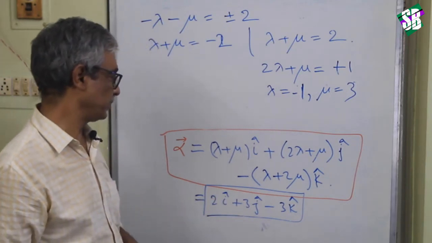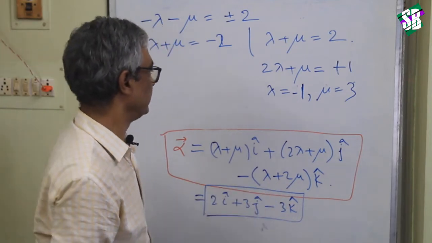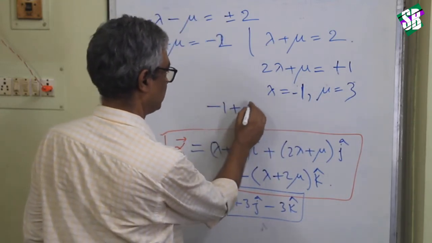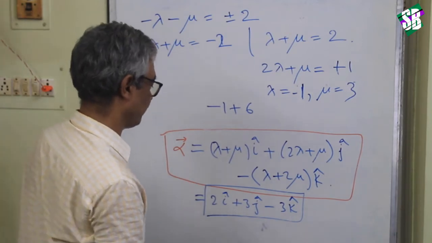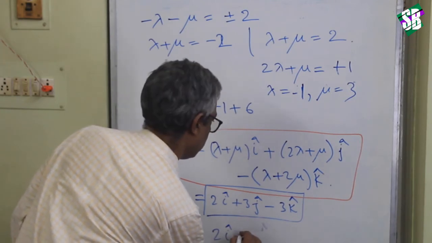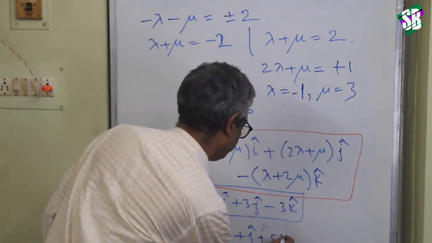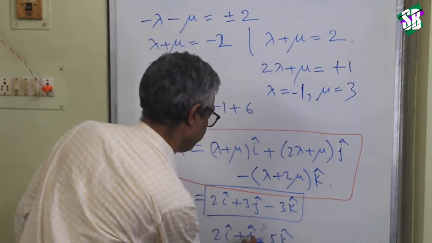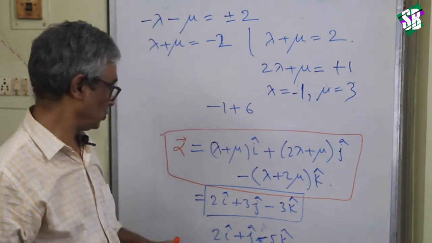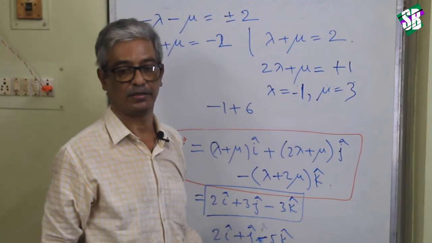this is plus j cap, and what about this? This is minus 1 plus 6 means plus 5k cap. So you have 2i cap plus j cap plus 5k cap, 2i cap plus j cap minus 5k cap. But this is not option D, so option D cannot be correct.